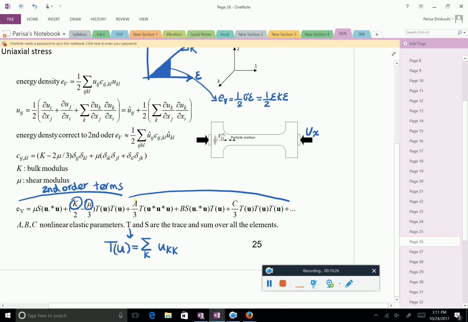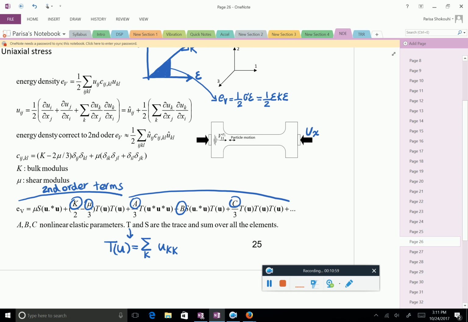Just look at the terms here, A, B, C. You sometimes see them written with different parameters. They may not be called A, B, C, but these are always called third order elastic constants. Look why: because they are related to the terms in the energy density which are related to the third order of a strain. And we ignore the higher terms.